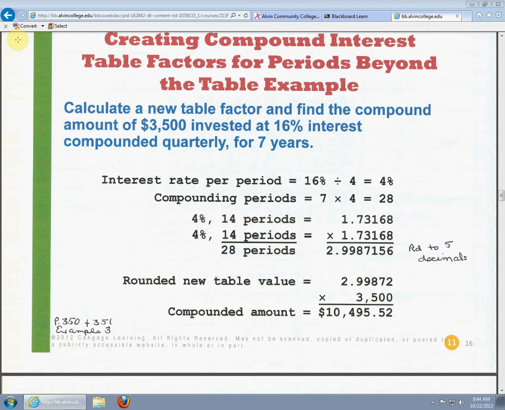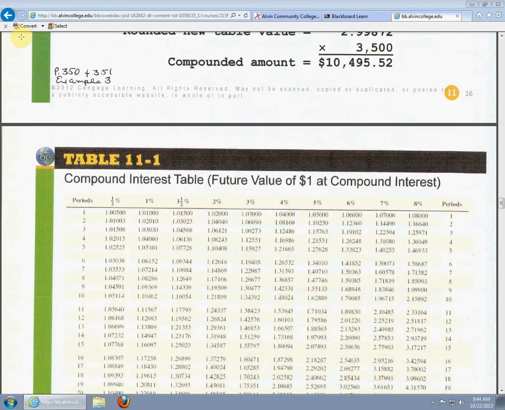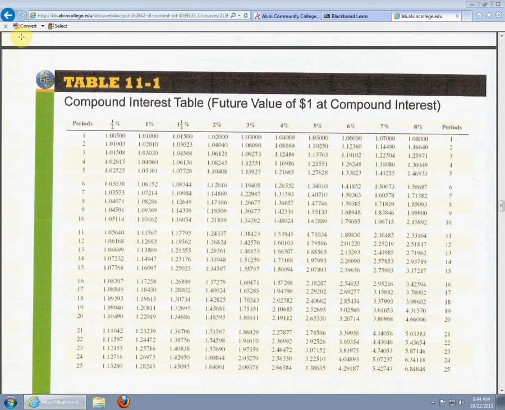And then you take that and you multiply it times the 3,500, so the compound amount is 10,495.52. And then to find out what your interest is, you would subtract 3,500, your original principal, from that to find out your interest, okay? I think the tables are fun to use. Hopefully you will. The main thing that you have to remember is that you've got to get these two things first, and then that tells you what you need to do to find your factor, okay?